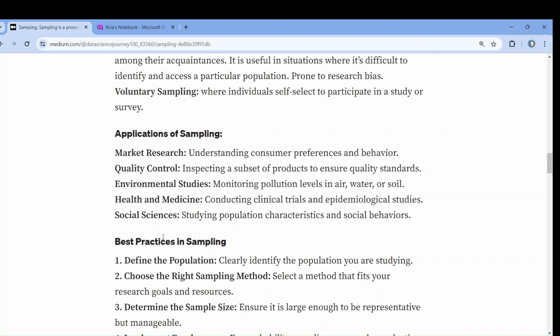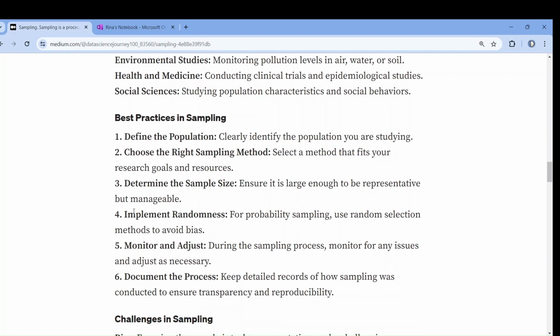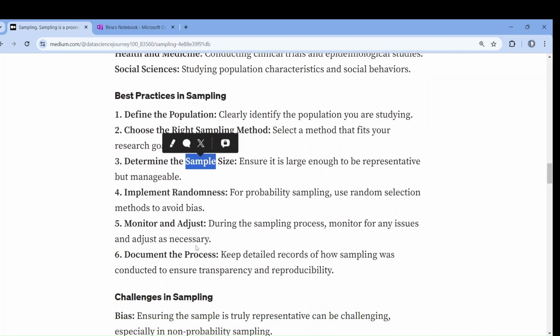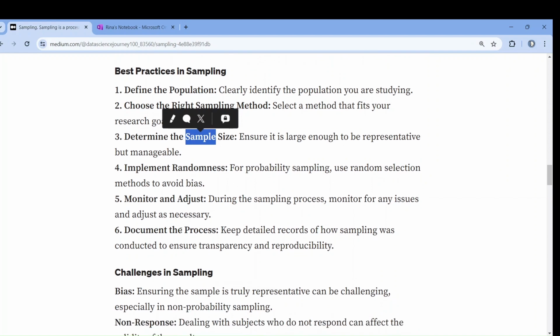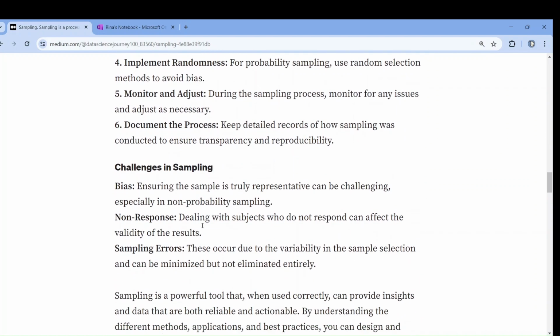And it has many applications. I have written a few. And what are the best practices? Whatever we have discussed, that is the practice. First, define the population. Like in this case, I have 100 people. If you want to know the average age, then the population is your town's people. Next, what will be the right sampling method? It differs by what you are expecting. The third is determine the sample size. Like here, 10 is our sample size. Next, implement randomness. For probability sampling, you automatically get randomness. Randomness is better, it gives you less bias. Next one, monitor and document.